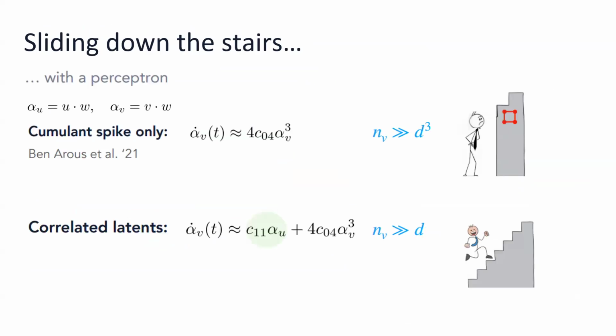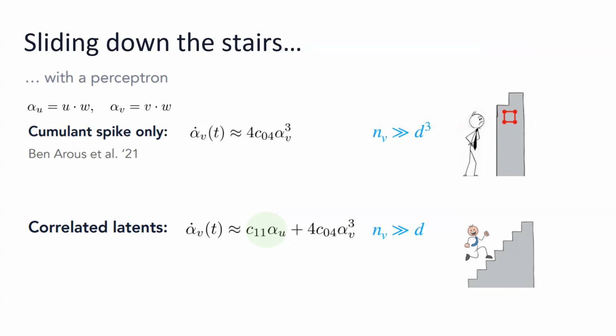So here you see the equations. If the latents are uncorrelated, the overlap on V grows as these equations: alpha dot is equal to alpha d to the cube, alpha b to the cube. And so if alpha b is very small, it will grow very, very slowly. And we can take d to the cube samples, and it's like having a staircase that starts from a higher step, and you cannot reach it, and you get stuck, and you have a lot of time to climb.